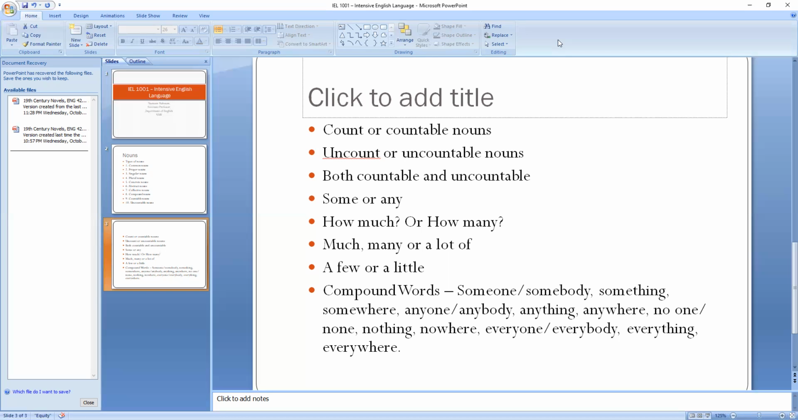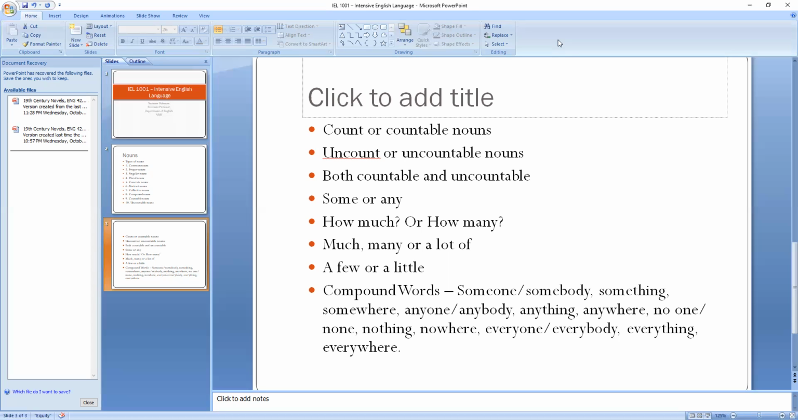Now some compound words which are very important. If you are told to use compound words, what are those? We can make words using two words together, and those become compound words, like someone, somebody, something, somewhere, or anyone, anybody, anything, anywhere, no one or none, nothing, nowhere, then everyone, everybody, everything, everywhere. These words are called compound words. We can use them as compound words, and these are frequently used in our daily life.